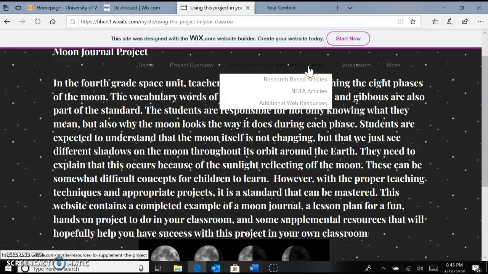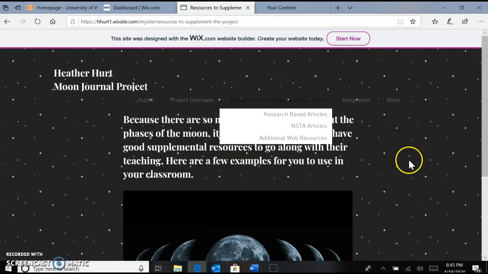The next section of my project is my resource section. So I broke it up into 3 categories. I found some research-based articles that talk about those misconceptions with student teachers when they're first starting out their careers, and then also things about how fourth graders learn about the moon phases. And then I found some NSTA articles, one in particular that I'm going to talk about in just a few minutes was completely mind blowing for me. And then finally, I found some really fun web resources and some videos and things like that that you could actually show in your classroom to help supplement your teaching.